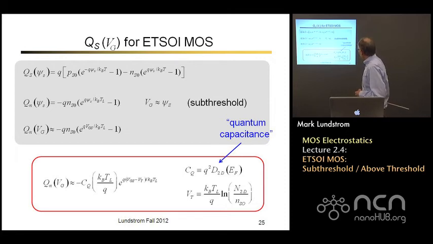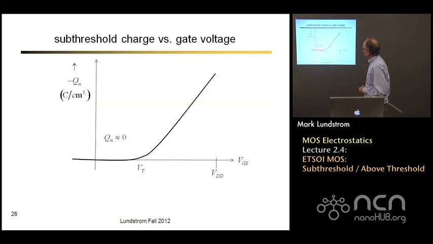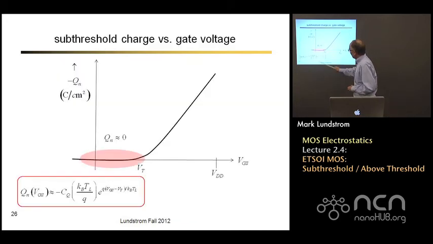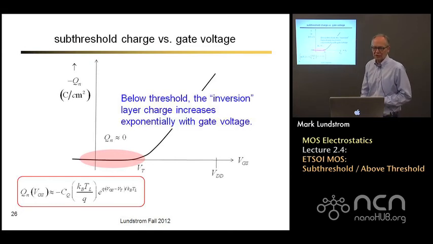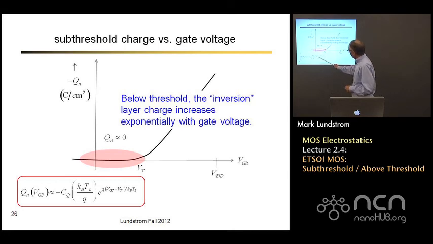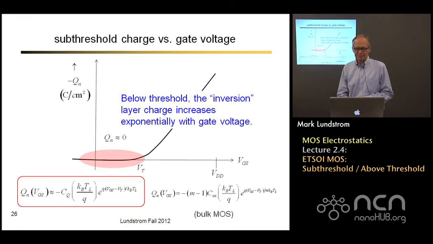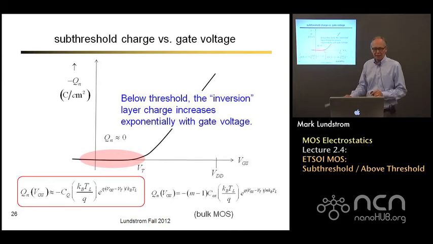Okay, so let's talk about this quantum capacitance just a little bit. If we look at this subthreshold regime, what we've succeeded in doing is developing an expression for the charge under subthreshold conditions in this particular ETSOI structure. And we found that just as what happened in the bulk, the charge varies exponentially with gate to source voltage. We compare that to what we had in the bulk, we see that they look similar, but this parameter M is not there.